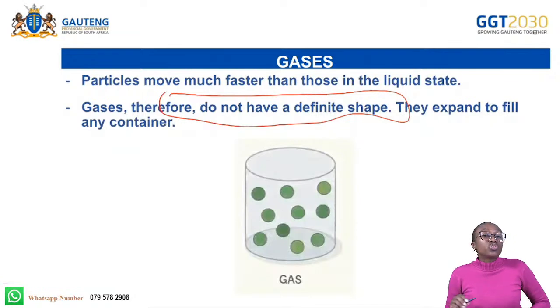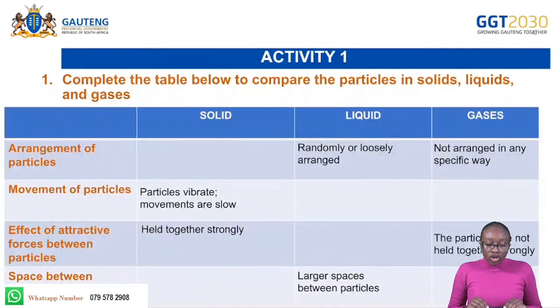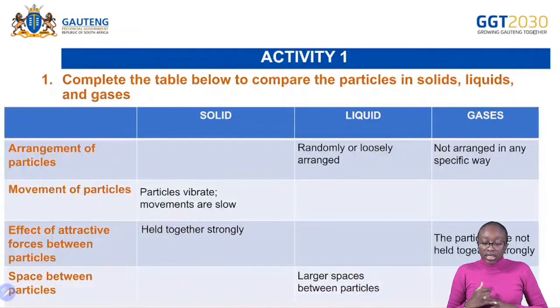Now, next we're going to do an activity, our first activity of today's lesson. You need to complete the table below to compare the particles in solids, liquids, and gases. So we've got 3 columns. The first column is for solids, the second column is for liquids, and the third column is for gases. Now the descriptions are written in the rows.